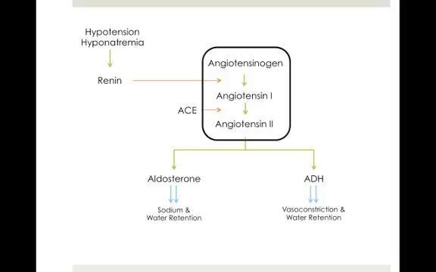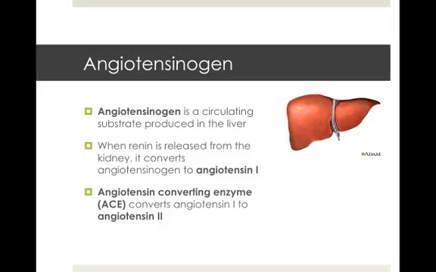The next step in the system is conversion of angiotensinogen to angiotensin. Angiotensinogen is a circulating substrate produced by the liver. When renin is released from the kidney, it converts angiotensinogen to angiotensin 1. ACE, or angiotensin converting enzyme, converts angiotensin 1 to angiotensin 2.